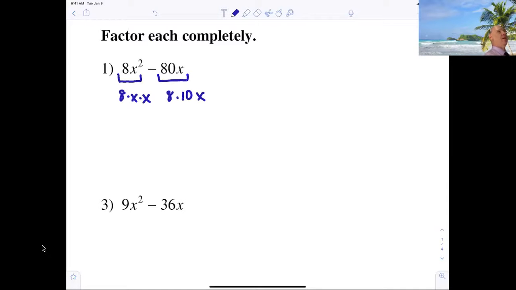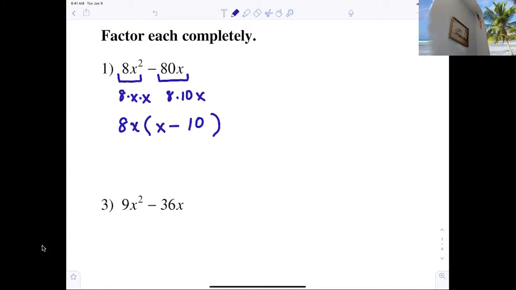Now, what's common in those two buckets? The 8 and the X. All right? That is what is common. What's left in the parentheses is everything that was left in the bucket. What was left in the first bucket if I pull an 8X out? X. What holds the two buckets together? Subtraction. And then I pull out the 8X and what's left? 10.